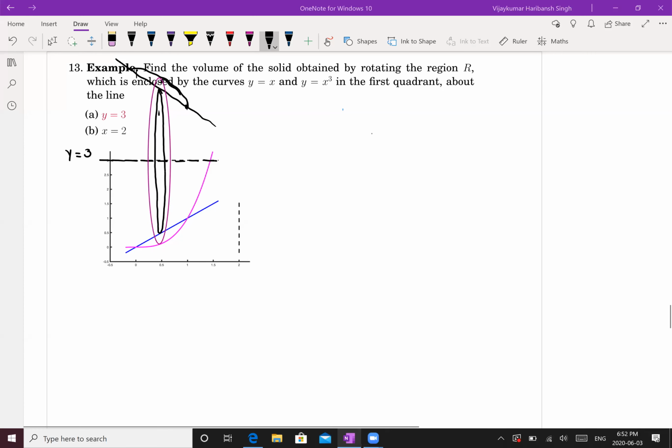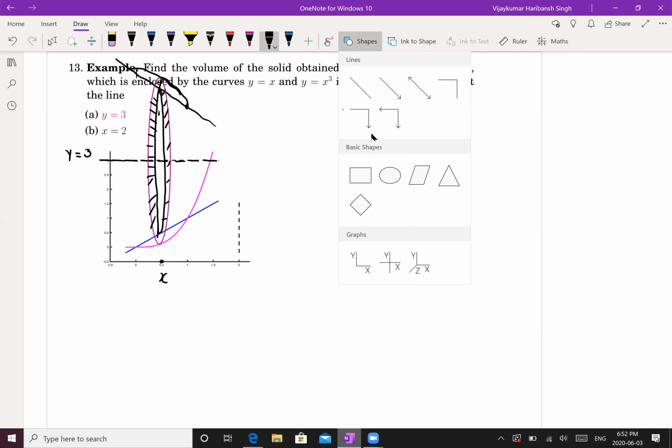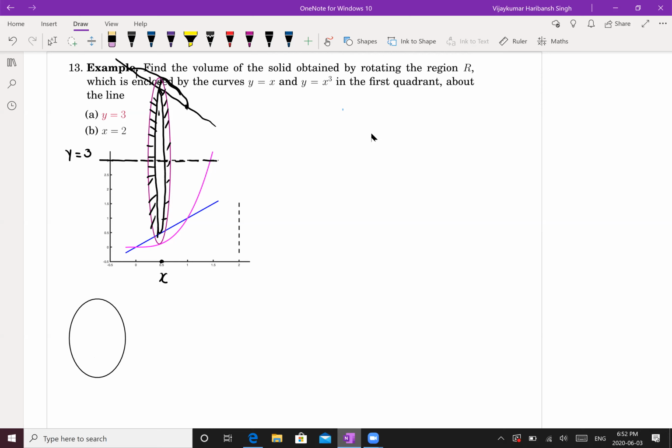So now the area above on top of x is this annulus or disk. Now if you look at this disk, this is how it's going to look like. So you have an outer circle and then inside you have what? An inner circle.